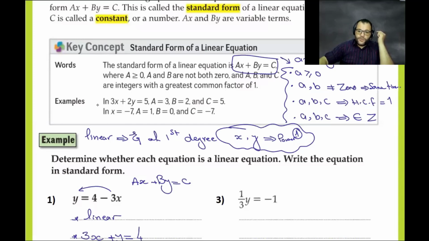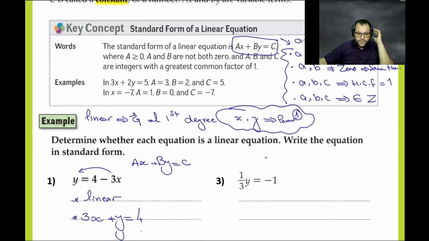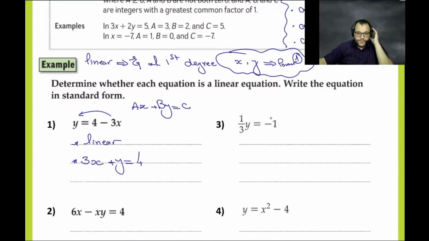So who can solve question number 3 with me? Question number 3. Who can solve question number 3?